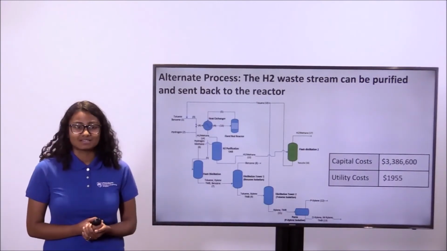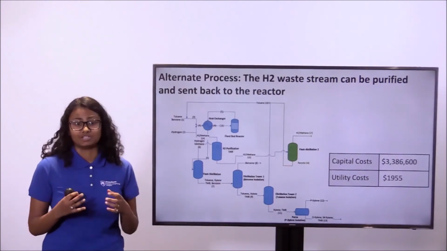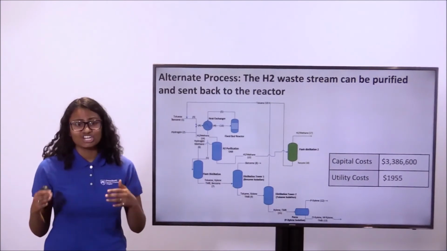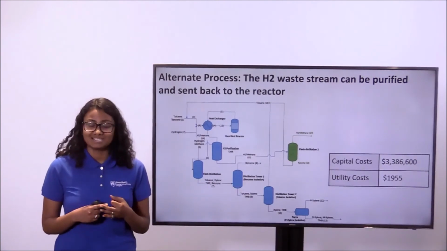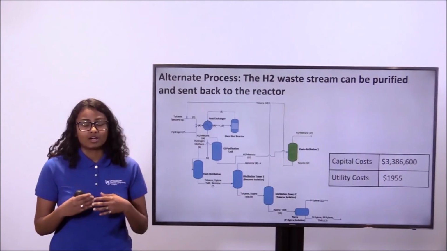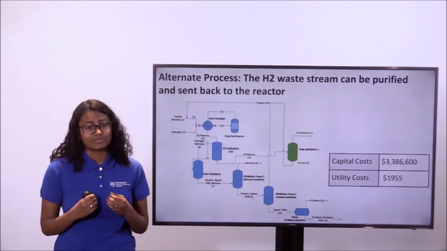So in this process, one of our biggest losses of product occurs at the hydrogen purification unit. At this unit, the hydrogen and methane are being purged. However, several thousand pounds of benzene, toluene, and p-xylene are also being lost in this stream. This will bring our total loss of product to around 12%, whereas the target is only 3%.